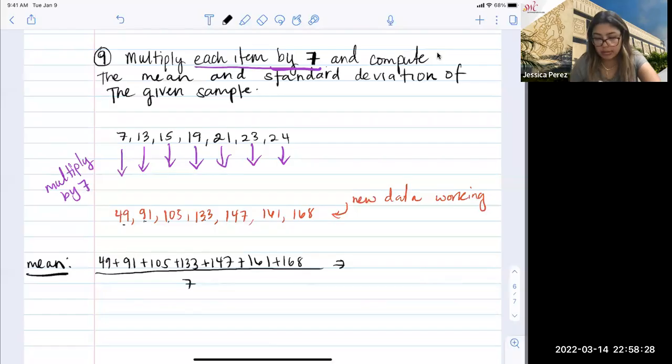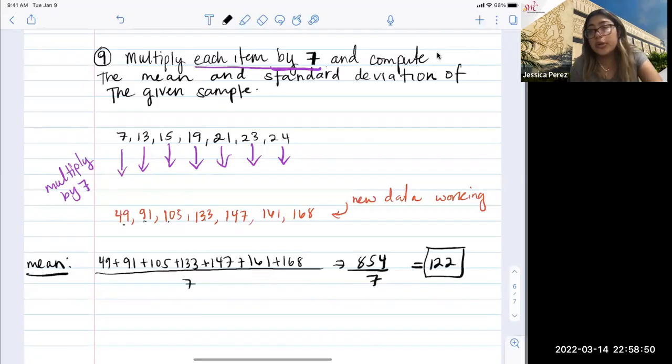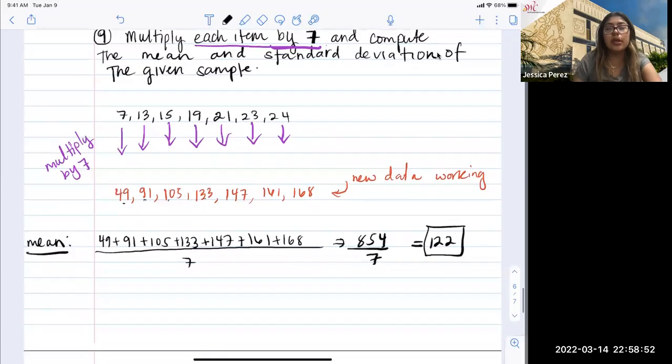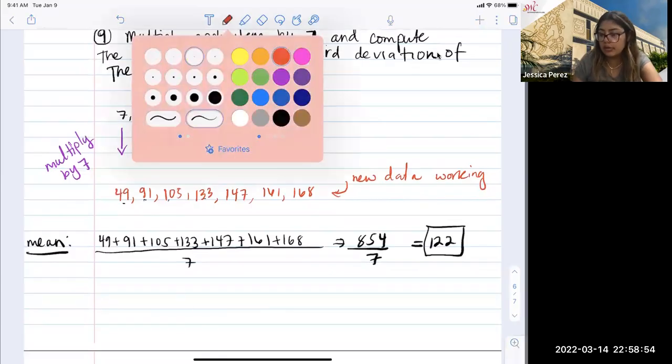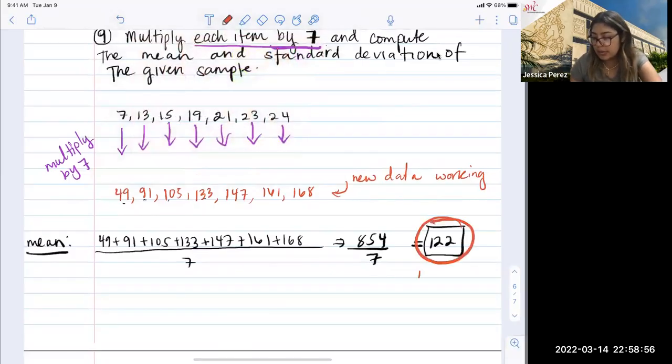49 plus 91 plus 105 plus 133 plus 147 plus 161 plus 168. That gives me a total of 854. Divide that number by 7, and I'm going to get 122. Okay. Yours might not be a pretty number. Who knows? Now that's my mean. This is the mean. Now I have to find the standard deviation.